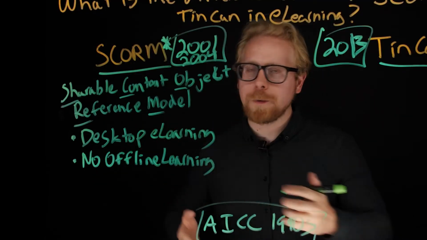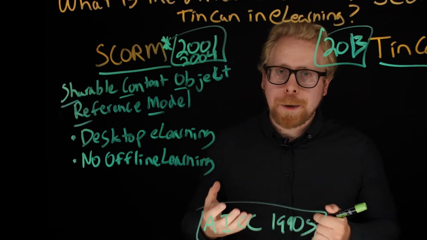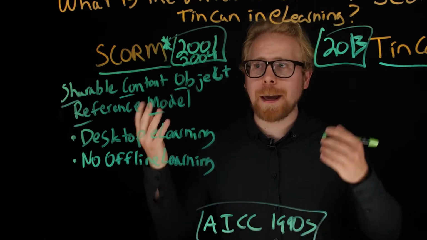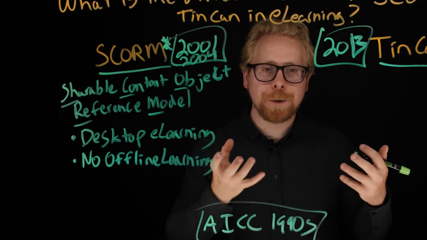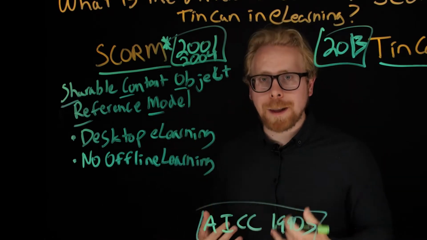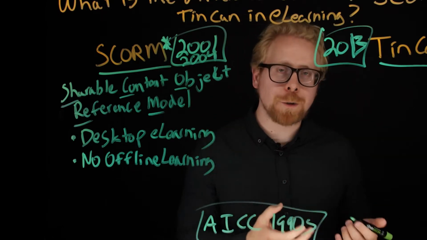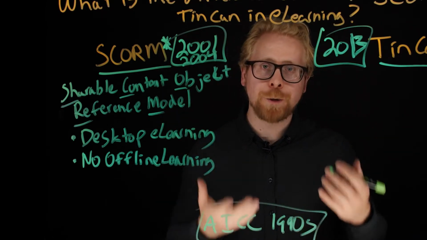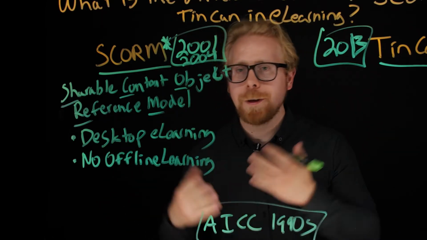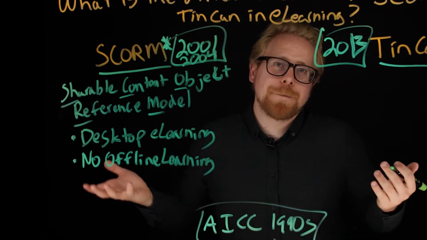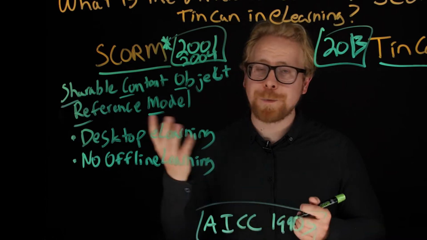So what does no offline learning mean? That means that if your learners don't have access to the internet, they can't actually take your course and have the data collected related to that course. Because SCORM is all about collecting data about your learners while they're taking your e-learning program. So if you don't have online access to offline learning, it's not good. It's not a good place to be if you're using SCORM.